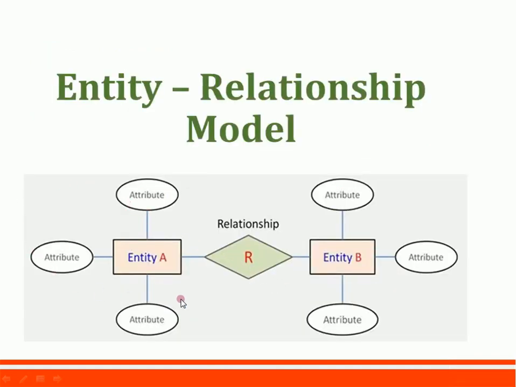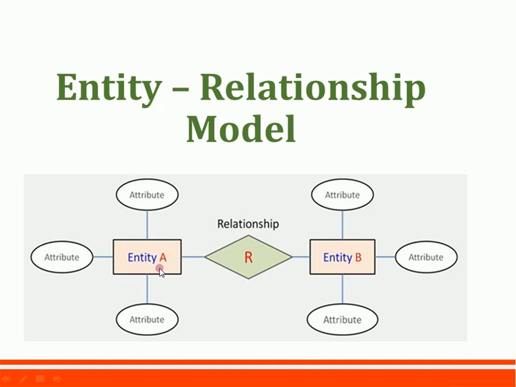So this is an example for entity relationship model, or a representation of the ER model, where you have the entities which represent the objects of the database, and when you have two or more objects or entities, we'll be establishing a relationship R between the entities A and B. And each of these entities will have attributes that represent the properties of the entity.